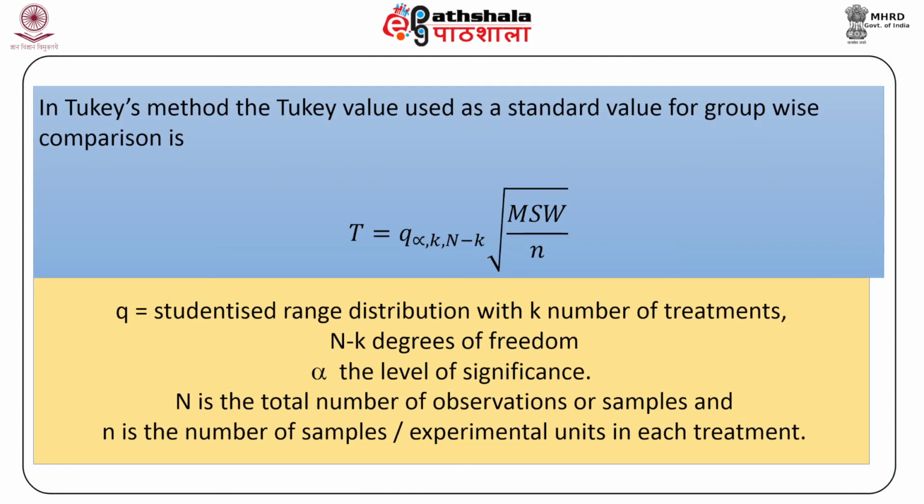In Tukey's method, the Tukey value used as a standard value for group-wise comparison is calculated as T is equal to Q with subscript alpha, k and n minus k, into the square root of MSW divided by n, where Q is a standardized range distribution with k number of treatments. N minus k is the degrees of freedom, alpha is the level of significance, capital N is the total number of observations or samples, and small n is the number of samples or experimental units in each treatment.